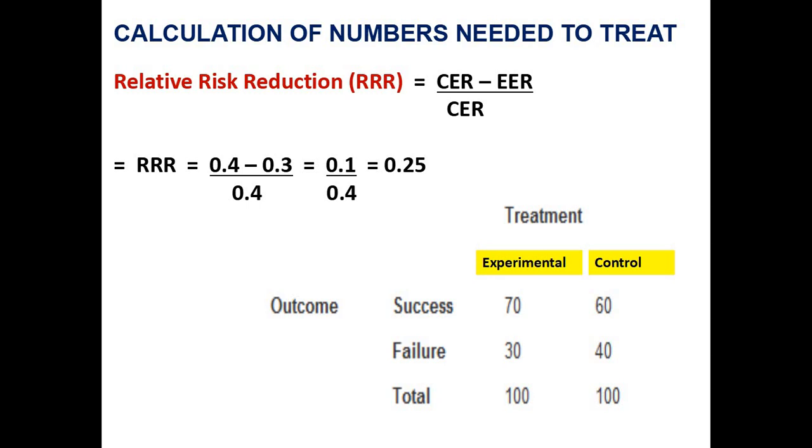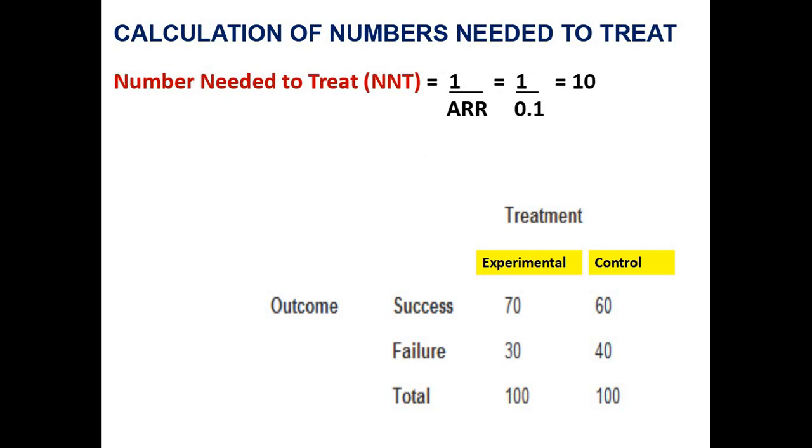Now we can go to calculation of number needed to treat. Number needed to treat is calculated simply by 1 divided by absolute risk reduction. Absolute risk reduction is 10% or 0.1. 1 divided by 0.1 is 10.